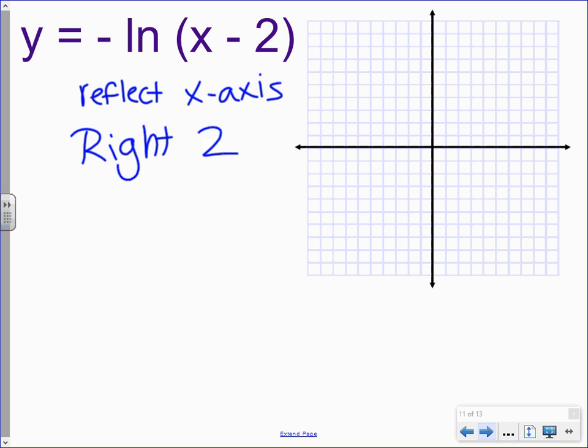When the negative's on the outside, it affects the y value, so we reflect about the x-axis. If the negative's on the inside, it affects the x values. That's when we reflect about the y-axis. Okay? Good things to keep straightened out. Okay? This is actually a reflection about the x-axis.